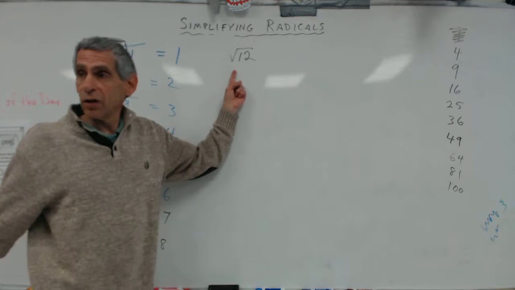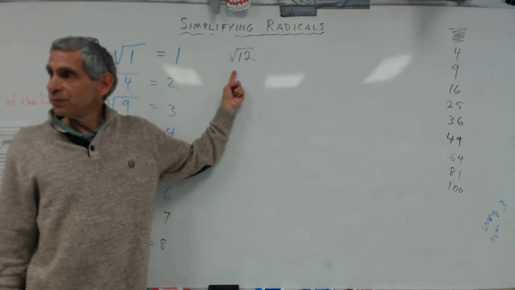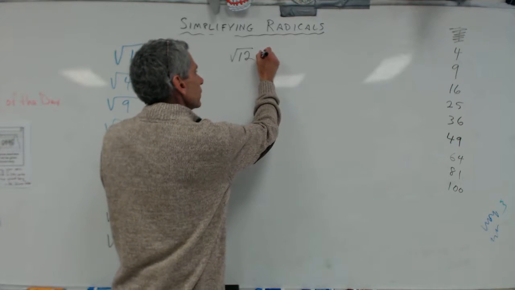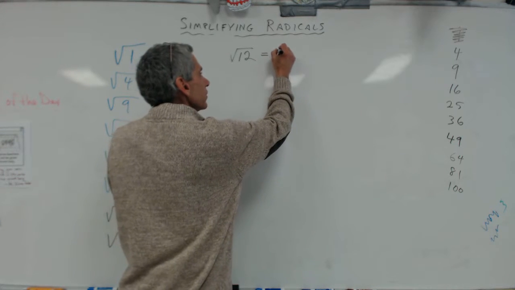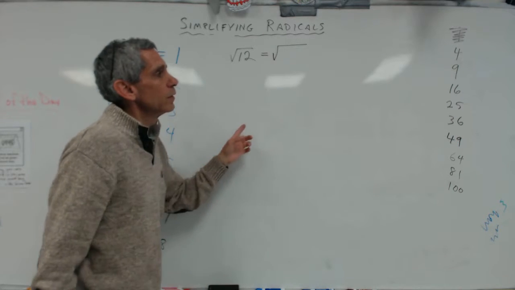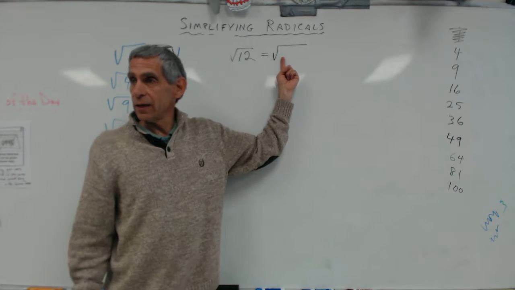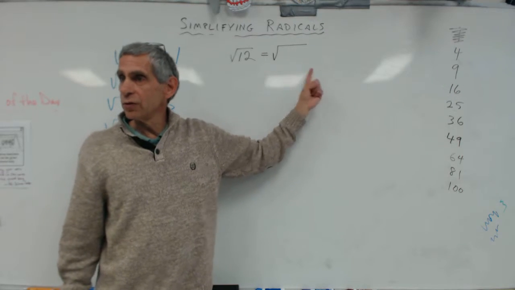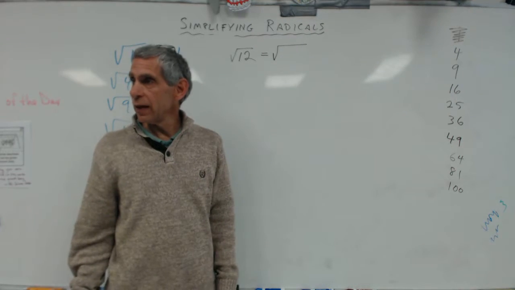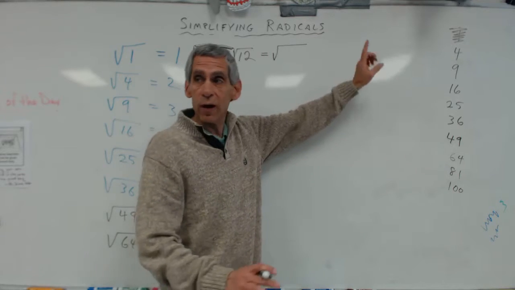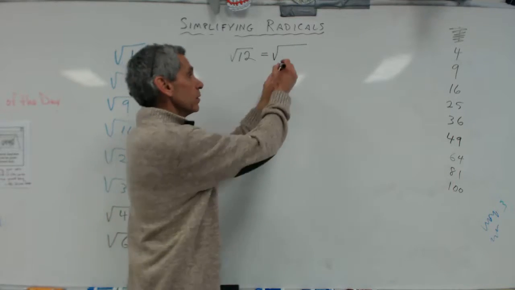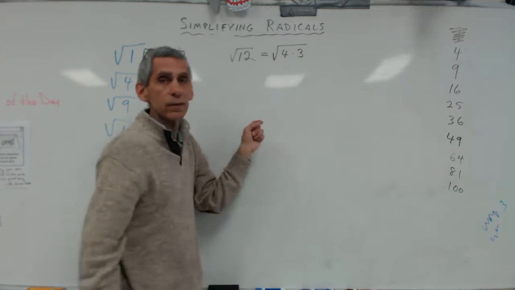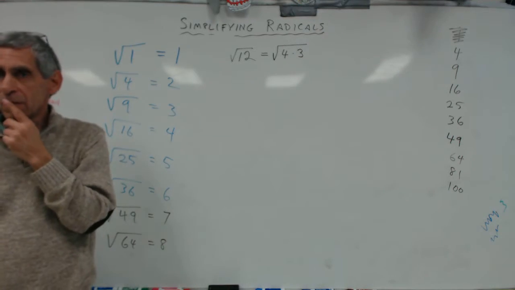So now, when I look at the square root of 12, first of all, notice this. I could write this as the square root of, and the first number I write here is going to be one of these numbers. Which of those numbers goes into 12? 4. Everybody agree with that? So I know that's a perfect square, so I always write my perfect square first. 4 times what? 4 times 3. Okay, everybody there?